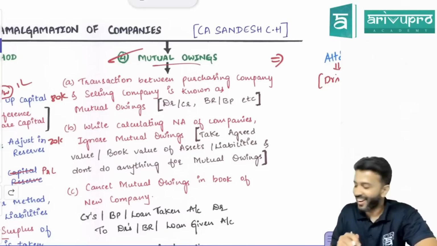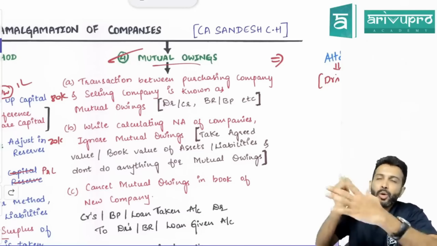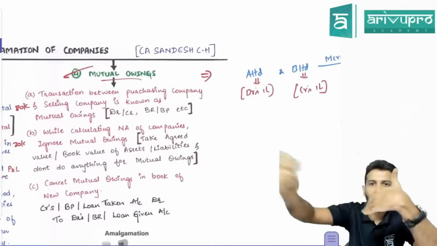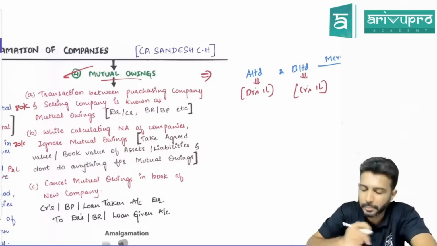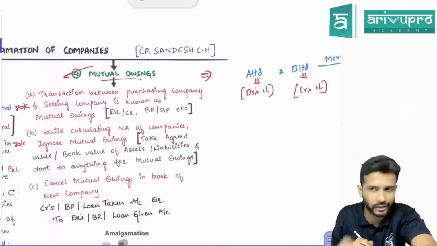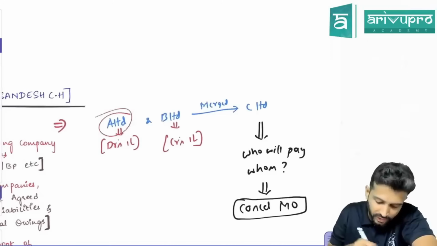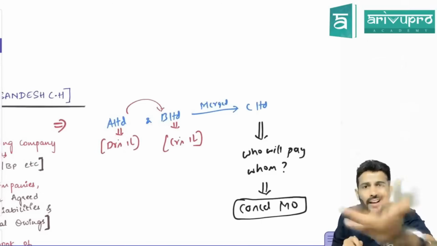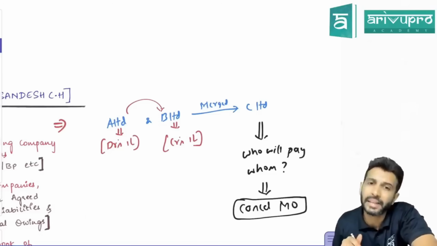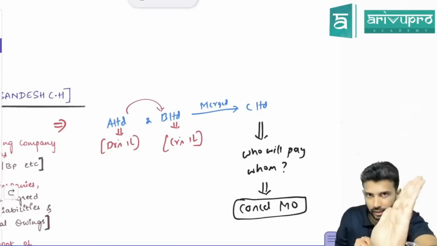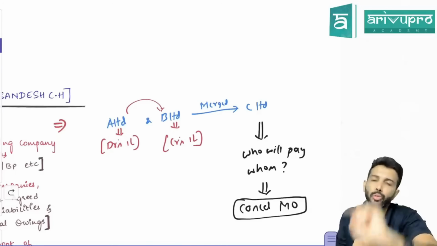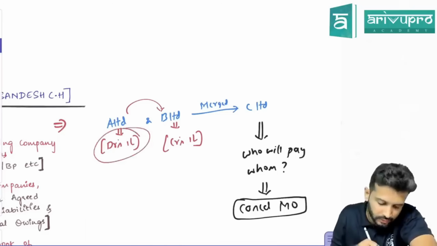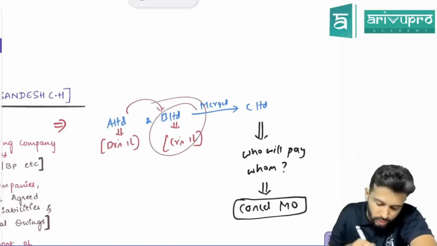Okay. Next is your mutual owings. Sir, mutual owings means intercompany transactions. If the purchasing company and selling company are doing some transactions, that intercompany transaction is what we call mutual owings. Now let's take an example. A Limited is there, B Limited is there. A Limited has sold some goods to B Limited worth 1 lakh, and has not yet collected the money. So obviously A will show this as a debtor. B will show this as a creditor.